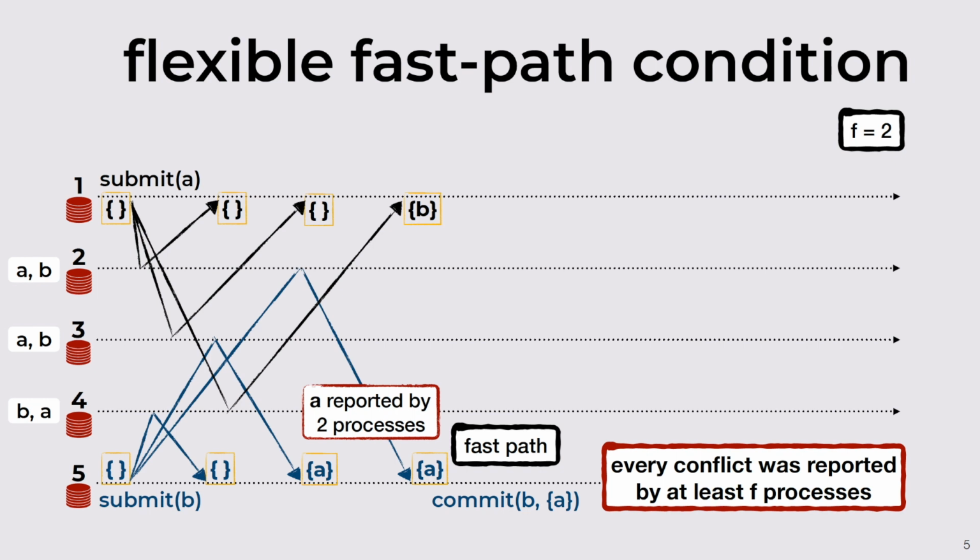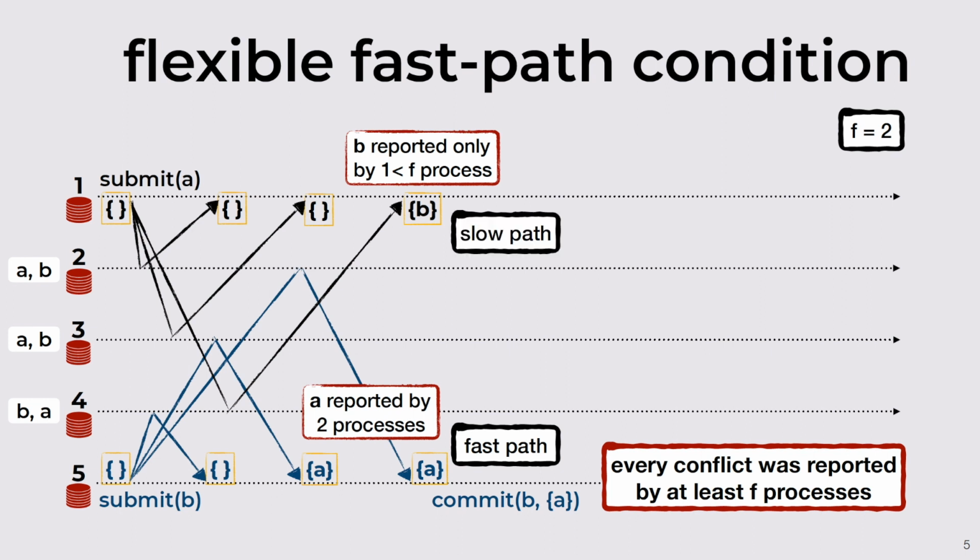On the other hand, at process 1, conflict B was reported only by 1 process. Since we don't have f processes reporting this conflict, process 1 needs to take the slow path. In Atlas, this means contacting f+1 replicas, and only then it is safe for process 1 to commit command A.